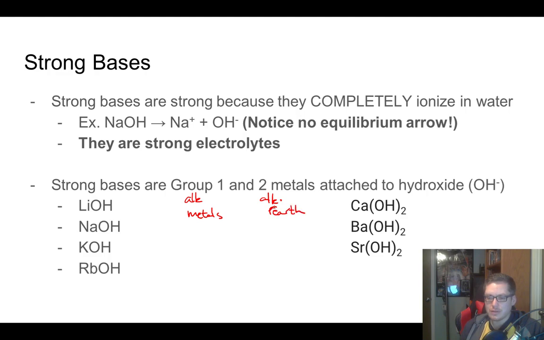What is that? Alkaline earth metals. I think I've been making too many videos today. All right, but notice here that magnesium is missing from the list. So magnesium is actually not a strong base, but the rest of these guys are. All right, down that list.